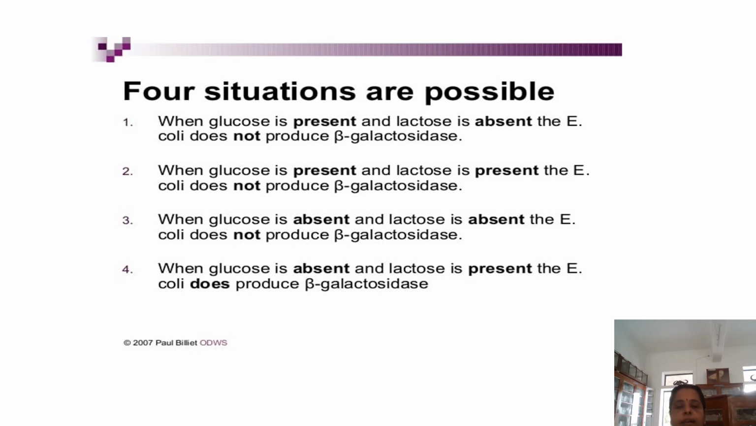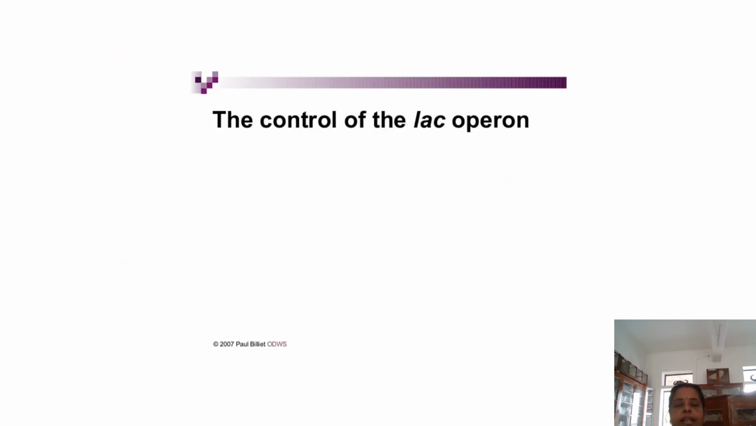Four situations are possible. When glucose is present and lactose is absent, the E. coli does not produce beta-galactosidase. When glucose is present and lactose is present, the E. coli does not produce beta-galactosidase. When glucose is absent and lactose is absent, the E. coli does not produce beta-galactosidase. When glucose is absent and lactose is present, the E. coli does not produce beta-galactosidase.